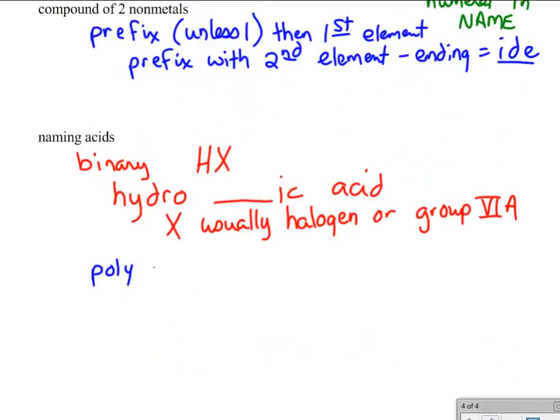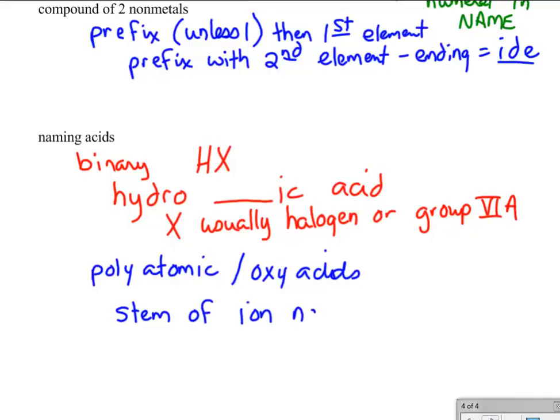The other type of acids are going to be polyatomic acids, more than 2 atoms involved. Usually these are oxyacids. No hydro involved here. When you name an oxyacid, you take the stem of the anion, you change the ending of the anion's name based on what the ending is. So if it's an -ate ion, you're going to have it as an -ic acid. Sulfate ion gives us sulfuric acid. If the ion has an -ite ending, it's going to be an -ous acid. Nitrite becomes nitrous acid.